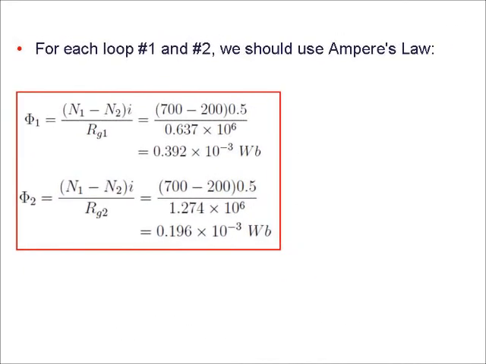So in the next slide we are calculating the flux for each loop. So the flux 1 and the flux 2, they are the total Ni, N1 minus N2 multiplied by I, divided by the respective reluctance. So Phi1 is 0.392 × 10^-3 Webers. Phi2 is 0.196 × 10^-3 Webers.